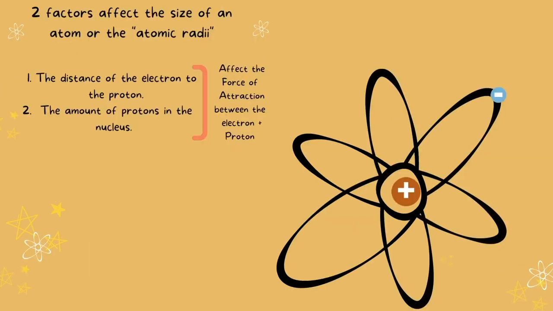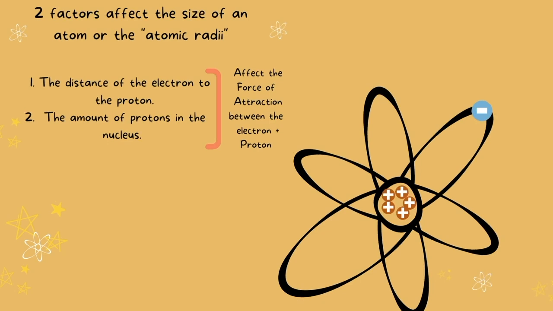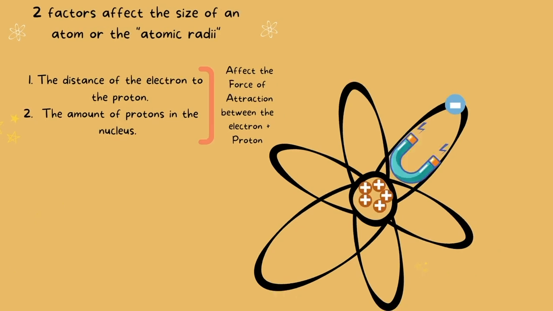Next, the amount of protons in the nucleus will also greatly impact the force of attraction between the proton and the electron. The more protons there are, that magnetic attraction will be amplified. The more power the protons will have over the electrons, and they will be able to pull them in towards the nucleus. Okay, so we know now that 2 major factors influence the hold between protons and electrons.